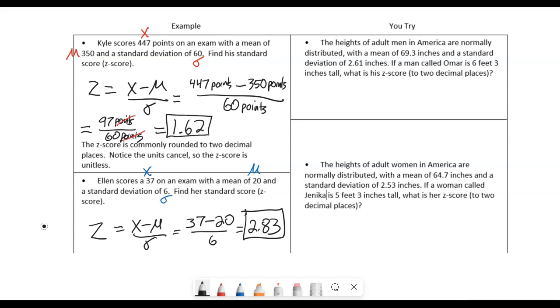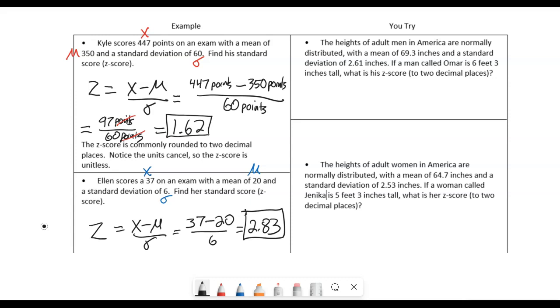But if you look at the z-score, it tells you how you did compared to everyone else on the same exam. So 1.62, Kyle's z-score, is positive. That means he is above the mean. That's good. But it's within 2 standard deviations, so he's still considered in the normal range. He scored above average but normal on the exam.